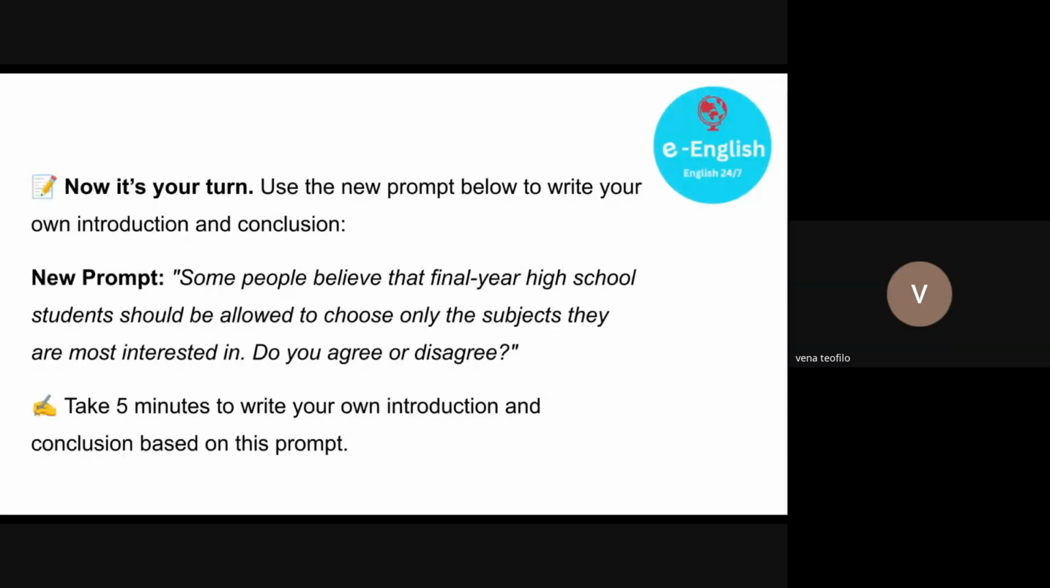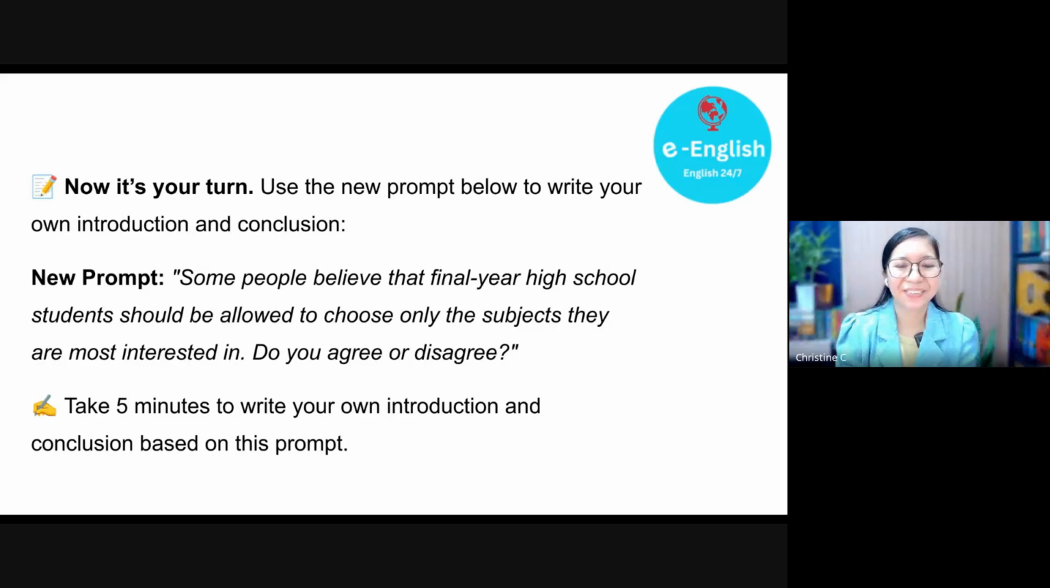All right, let me just try. So, I firmly believe that senior high school students must follow the state curriculum rather than choosing their subject or subjects of interest, especially during their final years in high school, because they are preparing themselves to go to college, and that is another jungle to fight on. Great job.